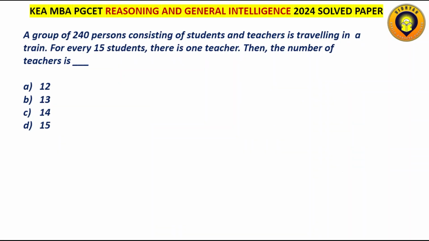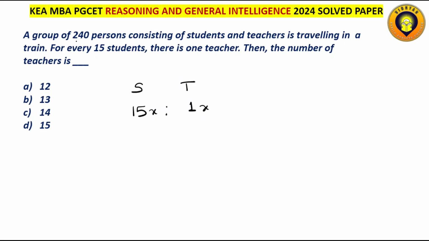A group of 240 persons consisting of students and teachers is traveling in a train. For every 15 students, there is one teacher. Then the number of teachers is? So the total number of persons is 240, and it consists of students and teachers. For every 15 students, there is one teacher. The ratio between students and teachers is 15 to 1. So you can say the number of students is 15x and the number of teachers is x.